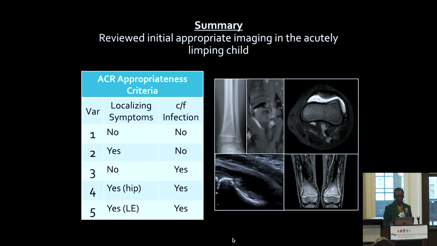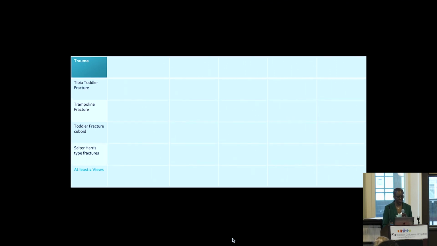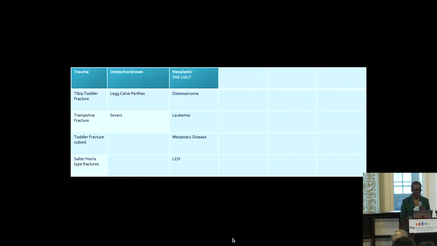So in summary, we've reviewed the initial appropriate imaging in the acutely limping child, using the ACR appropriateness criteria as our guide. We've looked at cases of trauma, starting with the leg films for that variant 1. Looking at the toddler fracture, we also know to look for the trampoline fracture and the toddler fracture of the cuboid. We've talked about Salter-Harris fractures, really emphasizing getting at least 2 views for any pelvic film and getting 2 views for any kind of study that you are getting. And then Legg-Calvé-Perthes, we've talked about osteochondrosis and Legg-Calvé-Perthes and Sever's. Sever's is not an X-ray diagnosis.